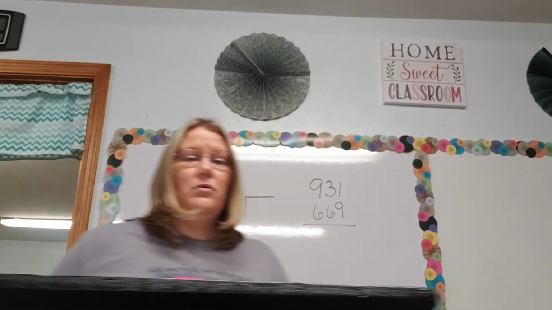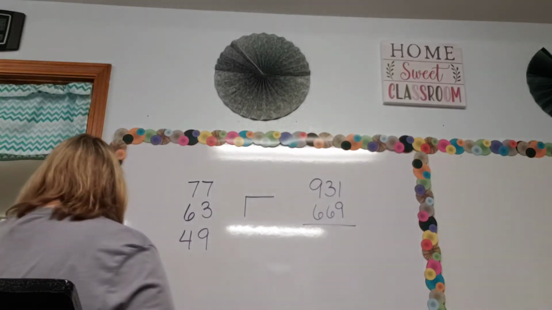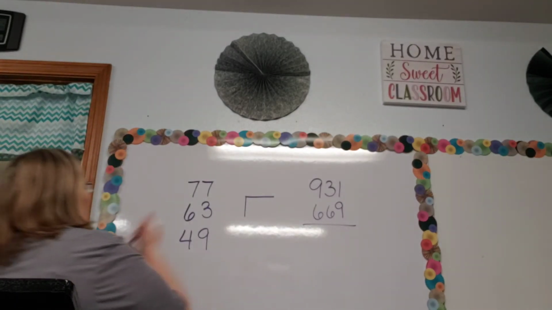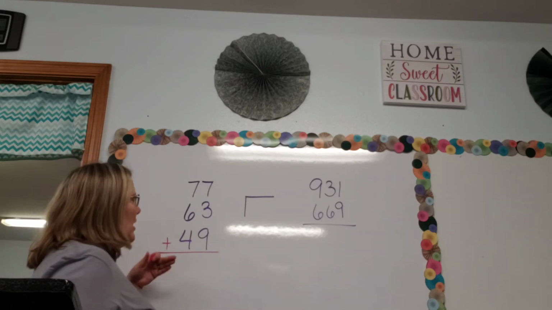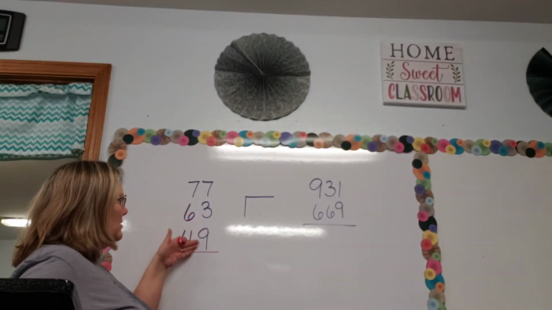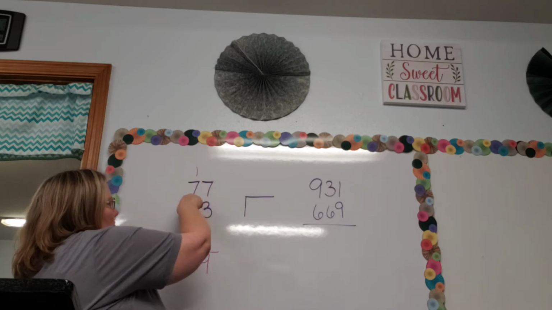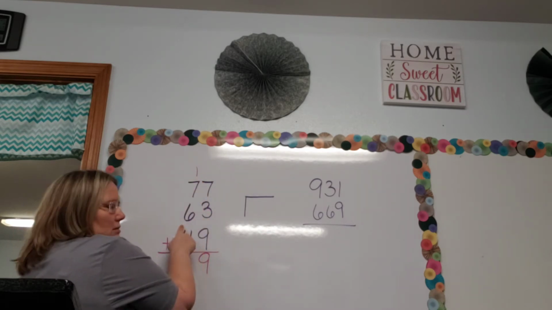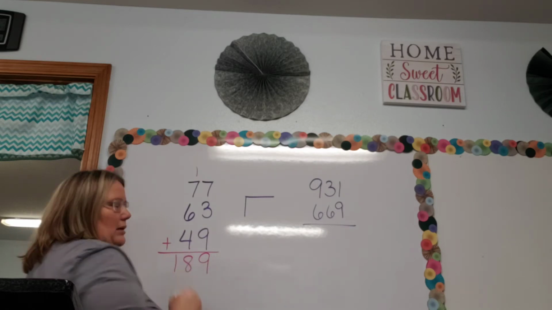So first we're going to do step one. We're going to add. So we need to add in a plus sign and an equal sign. So I'm going to add my three numbers. 7 plus 3 is 10. 10 plus 9 is 19. 9, carry the 1. 1 and 7, 8. Plus 6 is 14. 14 plus 4 is 189.